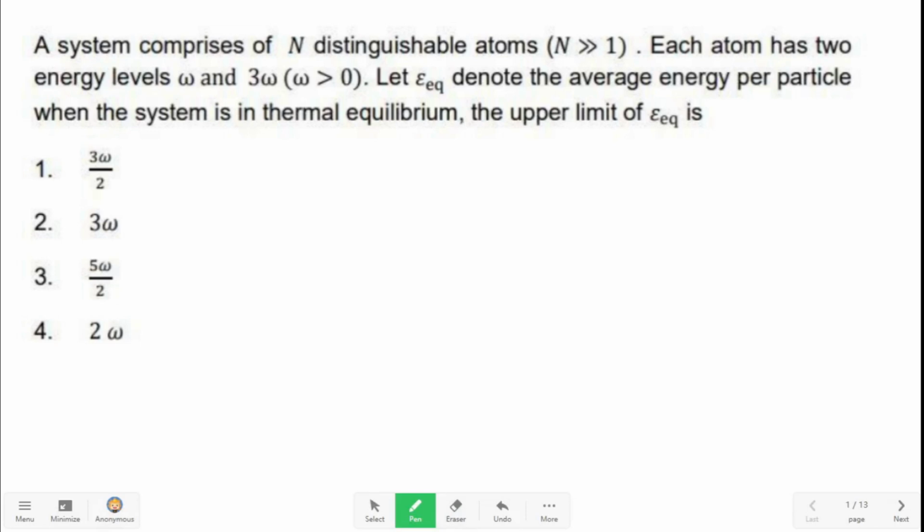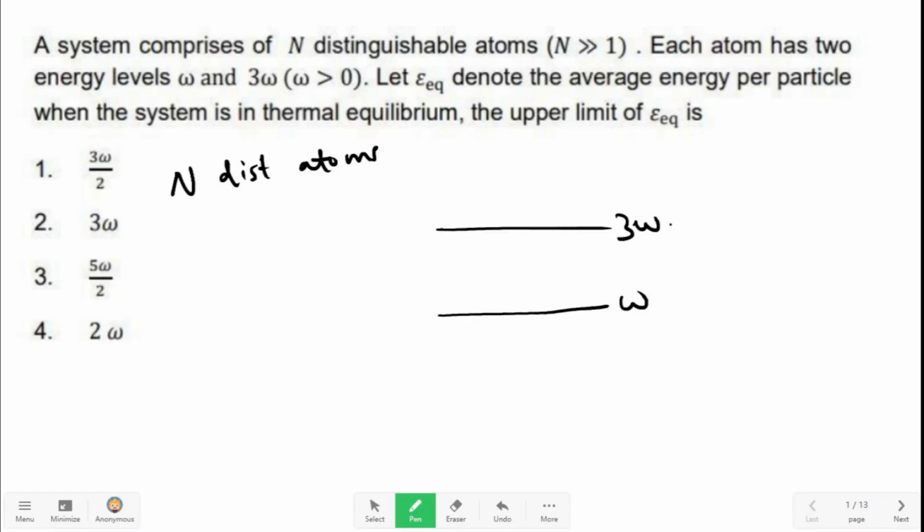In this question from CSIR NET December 2024, we have a system consisting of n distinguishable atoms, and there are two energy levels, one with energy omega, the other with energy 3 omega. We have to calculate the upper limit of average energy per particle for this system in thermal equilibrium.